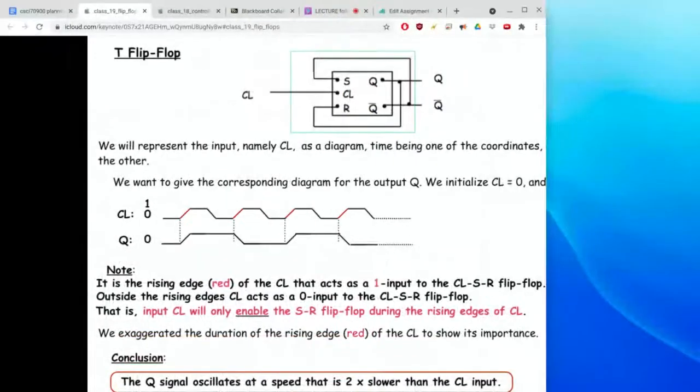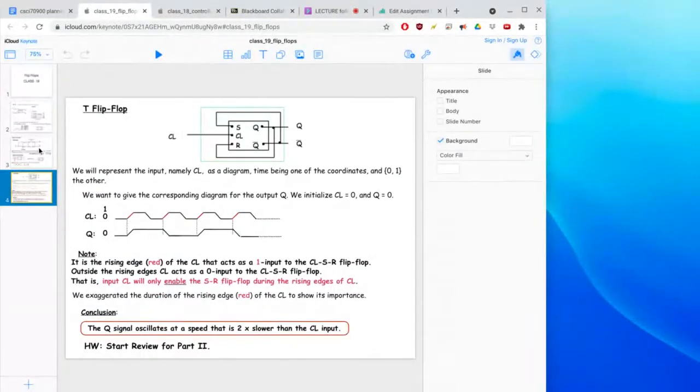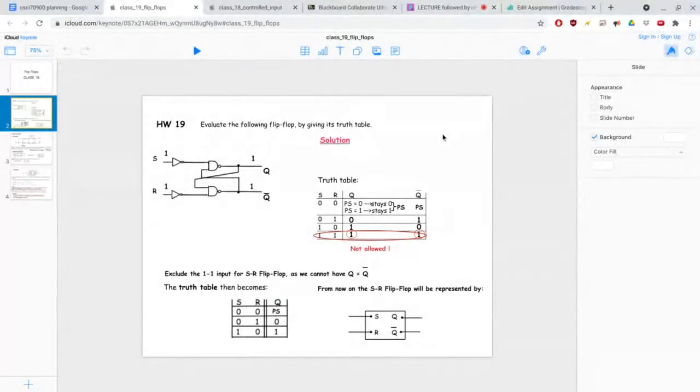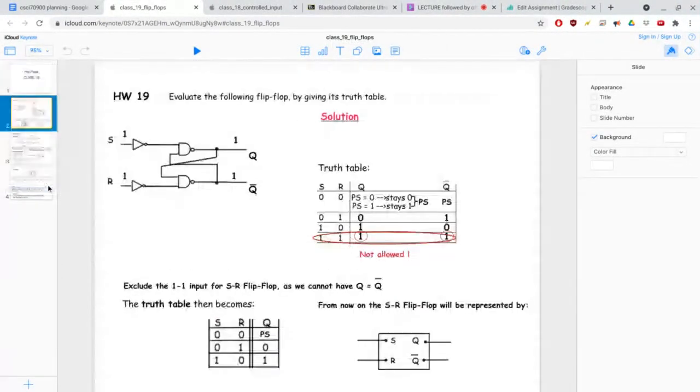Okay, so let me just very quickly review it, right? So we have just the flip-flop gate. Let's see if I can make it bigger without... We have to fit it in the window. Okay. We have just a flip-flop gate with set and reset signals.